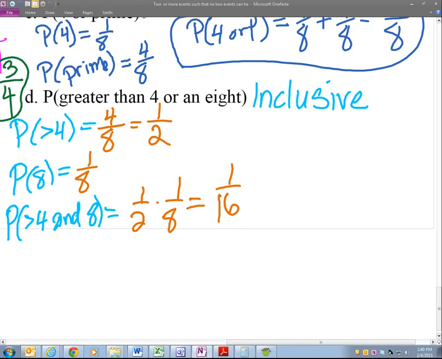Now I have to plug those 3 numbers into our formula, which is the formula of an inclusive, the harder one. That's the one where we have the probability of A plus the probability of B minus the probability of A and B. Right? YouTube, did you hear that moan? It was delicious.